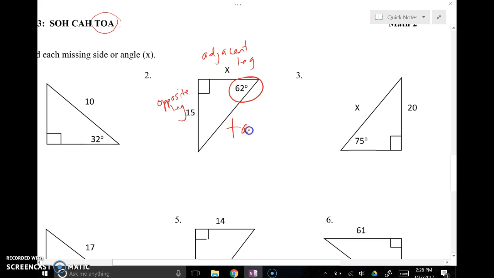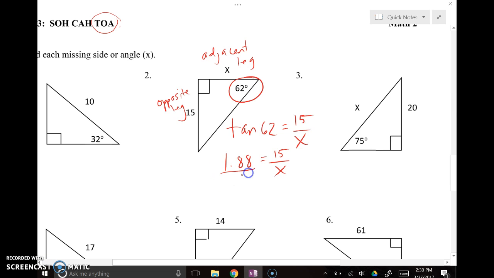So the tangent of the acute angle 62 is opposite 15 over adjacent x. And so now what I'm going to do is use my calculator to figure out what the tangent of 62 is and set that equal to 15 over x and solve. Okay, so in your calculator, the tangent of 62 is 1.88 if you round to 2 decimal places. And now I can solve.